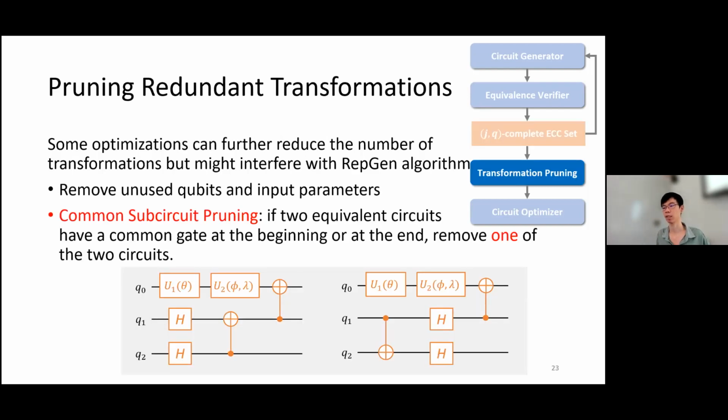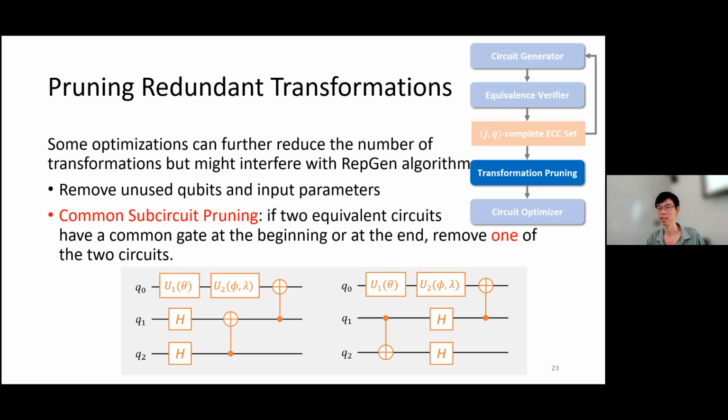Okay, so after generating an NQ completeness set, we find that some other optimizations can further reduce the number of transformations, but might interfere with the representative algorithm. One is to remove unused qubits and input parameters, because we kept generating circuits with exactly Q qubits, but among the Q qubits, there might be one of them that is not used. We can just remove it, which makes the optimizer slightly easier.